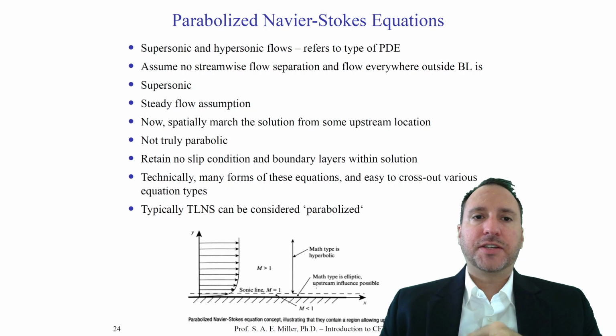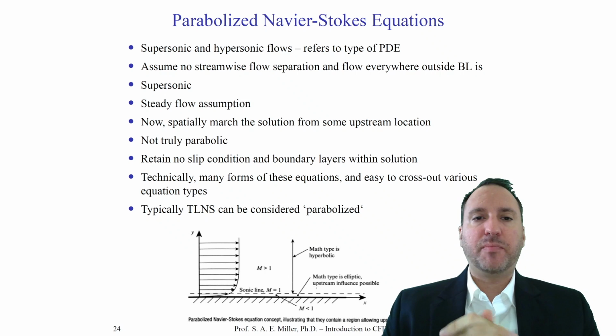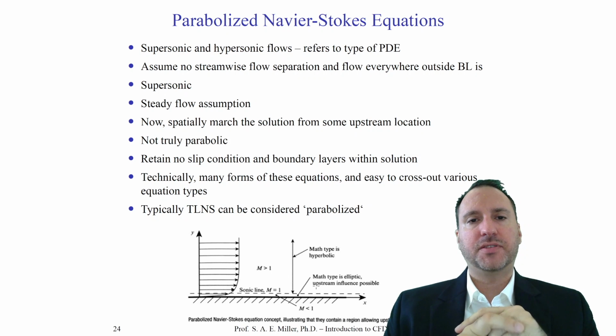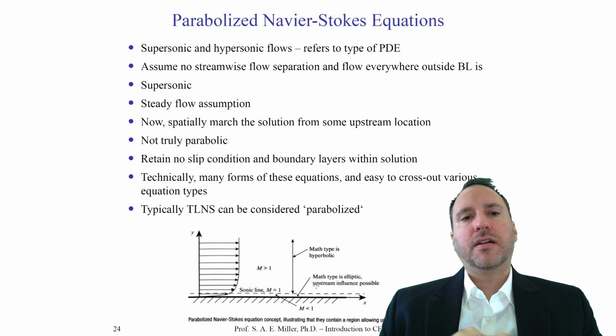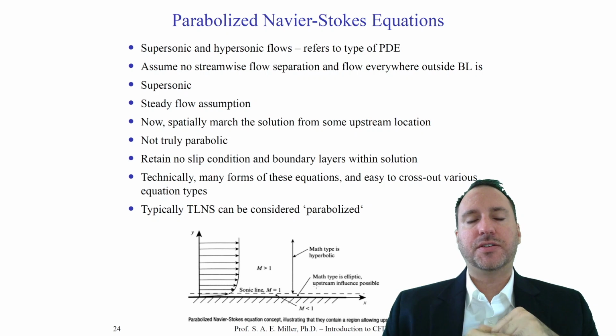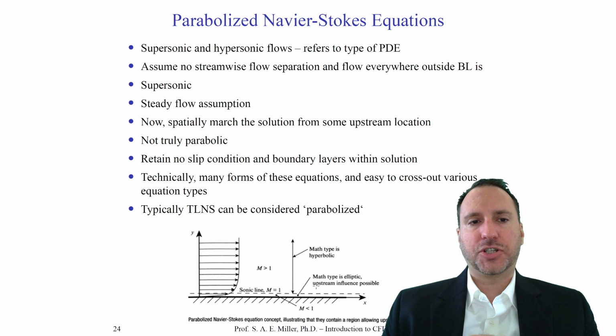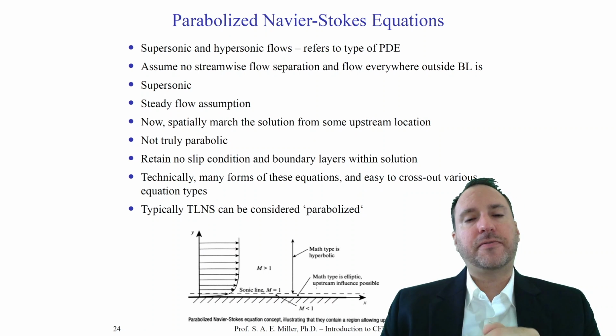Another set of important equations are the so-called parabolized Navier-Stokes equations. These are very, very popular today for supersonic flows and hypersonic flows, as opposed to just full CFD solvers. They are essentially assuming that there's no streamwise flow separation and the flow everywhere outside the boundary layer is supersonic or hypersonic. They almost always make a steady flow assumption. Now, instead of a technique to solve the equations that marches them in time, they will find steady solutions which march in space.